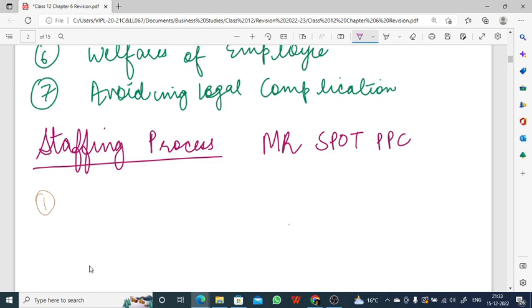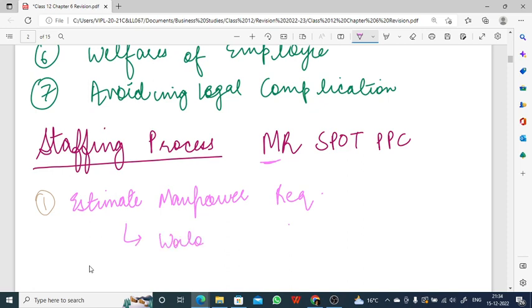So you have to first estimate what kind of people you need and what number of people you need. That is estimating the number of people, the manpower requirement. When I say manpower requirement, first you'll understand the workload analysis, that is the number of people and the type of people that you require to complete the work. And you will also see workforce analysis.